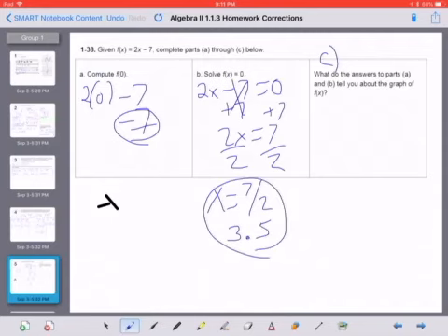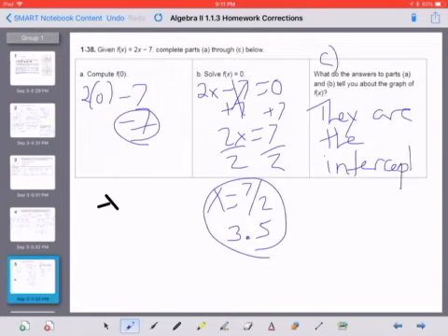So then part C says, what do the answers to part A and B tell you about the graph? Well, they're the x and y intercepts. They are the intercepts. So if I graph those, and it's a linear equation, which it is, I can just use them to make my graph.